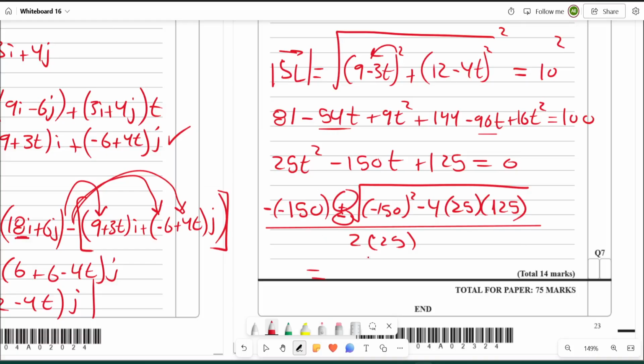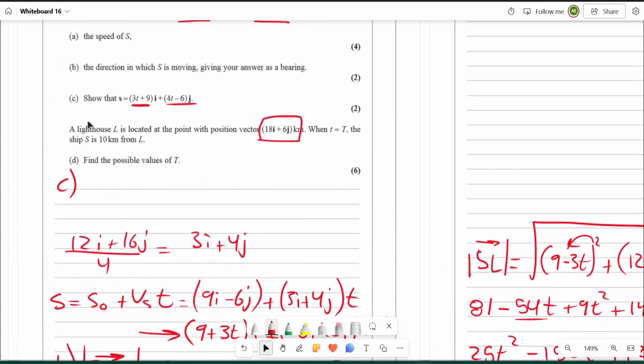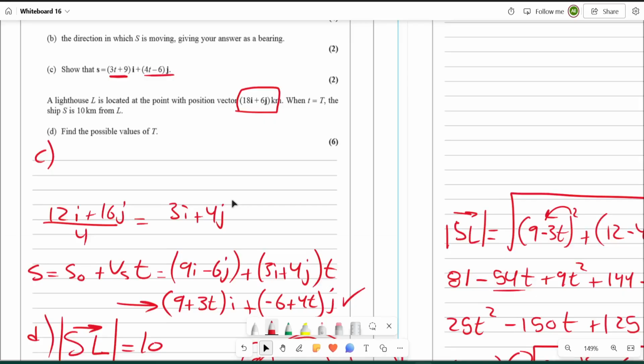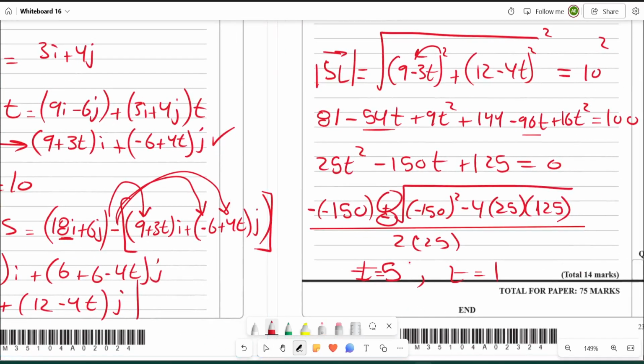The first answer is going to be t equals 5 when this is plus, and when it's minus it's going to be t equals 1. So t equals 5 hours and t equals 1 hour. This is when the distance between the ship and the lighthouse is going to be 10. So these are my two answers, 5 hours and 1 hour.